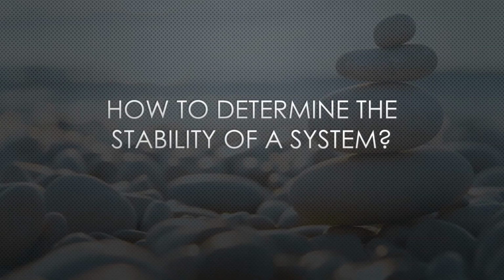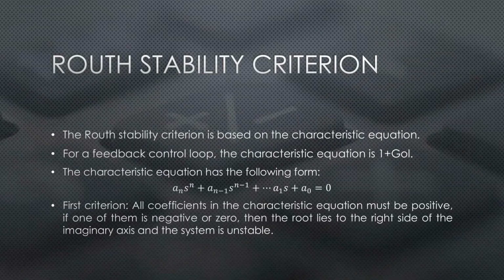The stability of a system is very important. We are going to use the Routh stability criterion to determine whether our system is stable. The stability criterion is based on the characteristic equation 1 plus GOL, which can be expanded into this form. The first criterion is that all coefficients have to be positive, and if one of them is negative or 0, then the system is unstable.